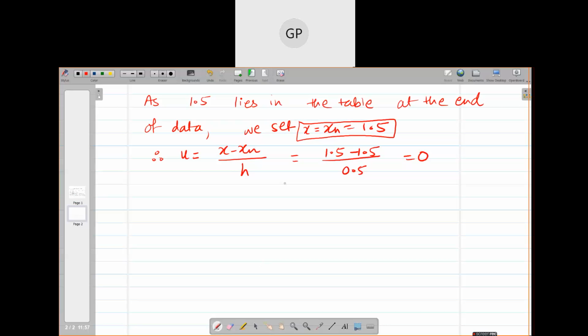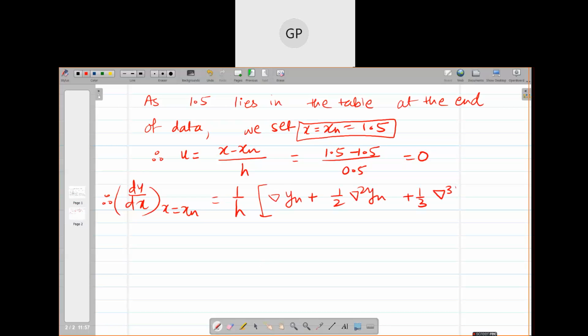So now which formula will you use to find dy by dx? dy by dx at x equal to xn is equal to 1 upon h into bracket del yn plus half del square yn plus 1 by 3 del cube yn.